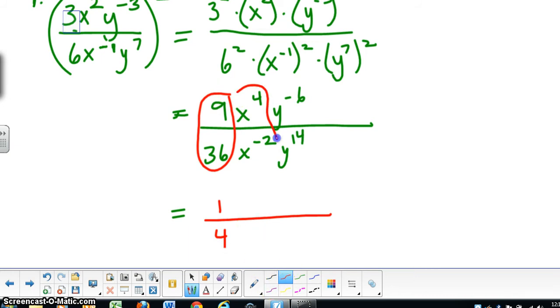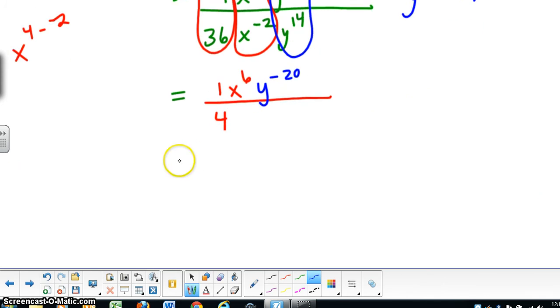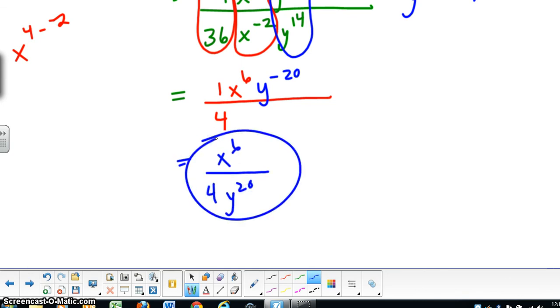The next one we have, I need to subtract, so x, and it's 4 minus a negative 2, so I get x to the 6th. And then this last one here, y, negative 6 minus 14 is going to be y to the negative 20th. And then if I have no negative exponents, x to the 6th over 4y to the 20th.